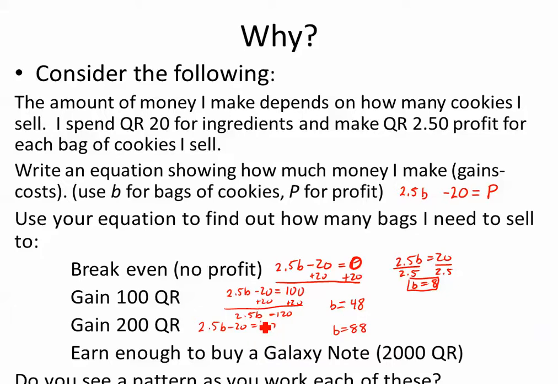Now, I can't really help that. Oh, sorry, that one should have been 200. I can't really help that in these situations because this number, the amount of profit that I want to make, keeps changing, and I'm solving for b. So, let's talk about a better way to do this.